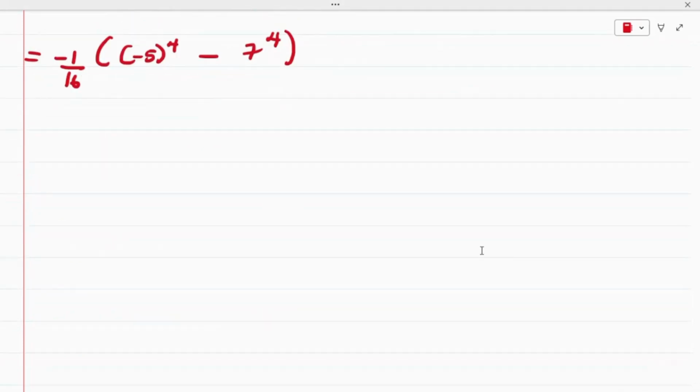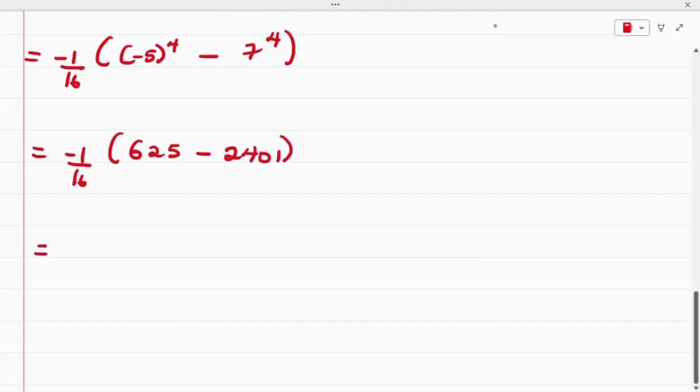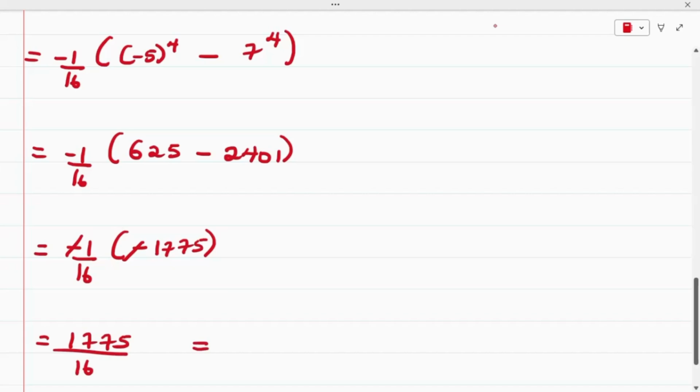Okay. So we have this equal to negative 1 over 16 multiplied by minus 5 raised to the power of 4, which gives us 625, minus 7 raised to the power of 4, which gives us 2401. So we have negative 1 over 16 multiplied by 625 minus 2401, which gives us minus 1776. So minus cancels out minus, so we have 1776 divided by 16, and this is equal to 111, and this becomes our final answer.